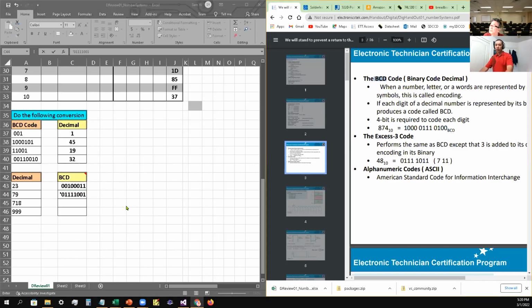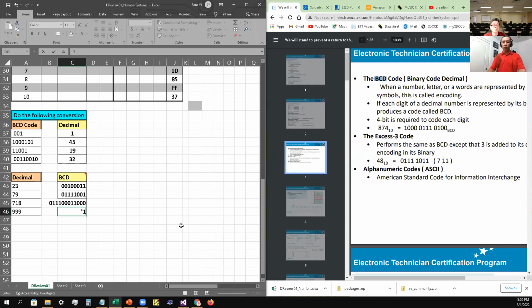Once you type that in, make sure to press enter. Now the next one, same thing. You start with this little mark, and 7 would be 0, 1, 1, 1. That would represent a 7, and then 0 would be 0, 0, 0, 0, and 8 would be 1, 0, 0, 0. Press enter.